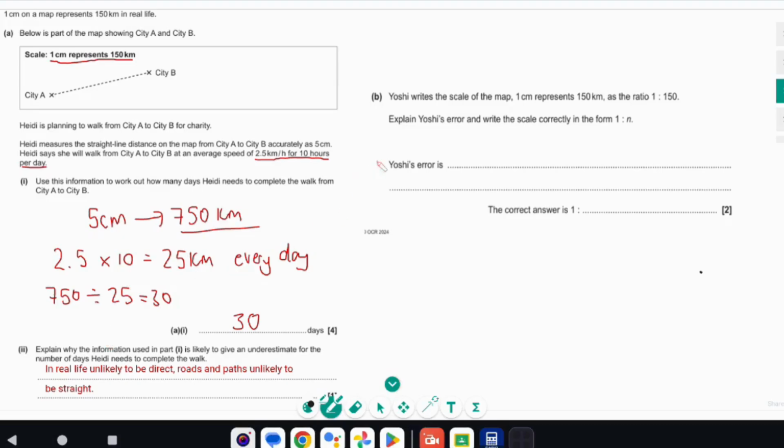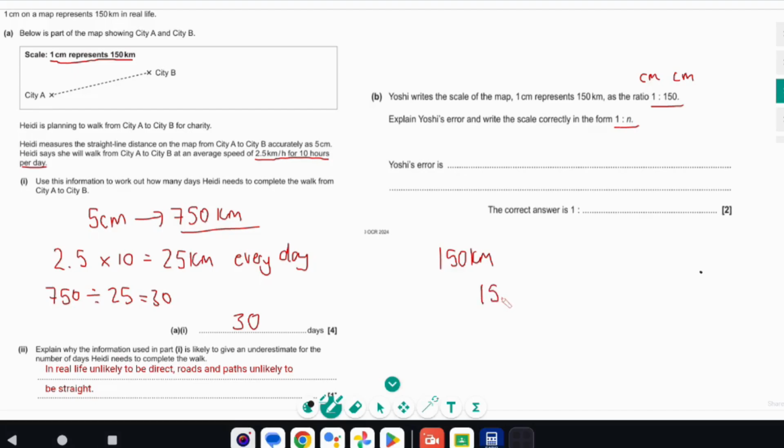Yoshi writes the scale of a map. 1 centimetre represents 150 kilometres as the ratio of 1 to 150. Explain Yoshi's error and write the scale correctly in the form 1 to n. Well, on a scale, it's always centimetres to centimetres. He's not done that. He's done centimetres to kilometres. So we need to work out what 150 kilometres is in centimetres.